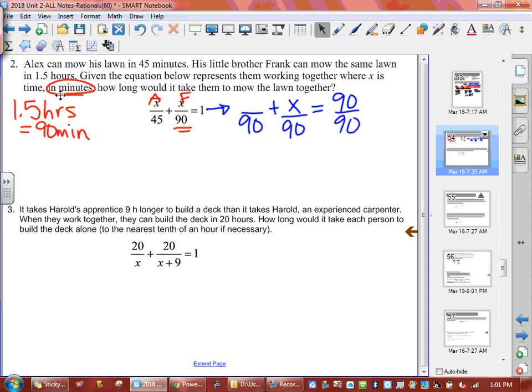Okay, we're going to notice that the guy here, Frank, x over 90 didn't have to change because he already had a 90 on the bottom. So the guy on the left-hand side, Alex there, we have to multiply his number by 2. Because 45 times 2 will give us our common denominator. So on top, he's going to have a 2x.